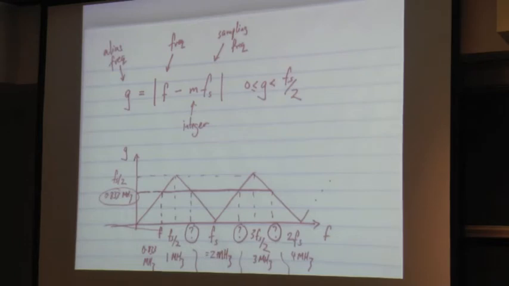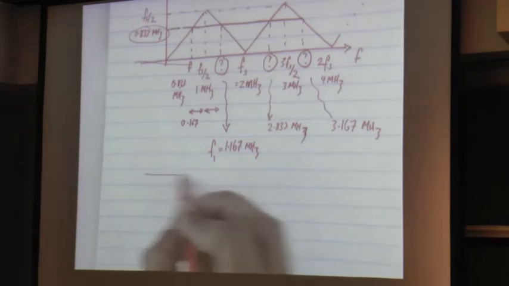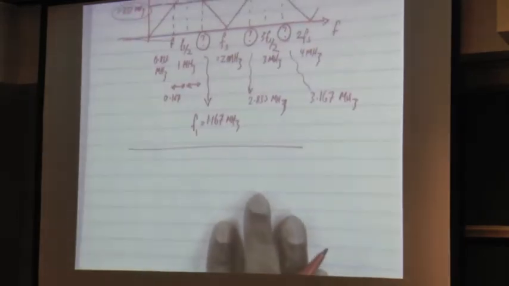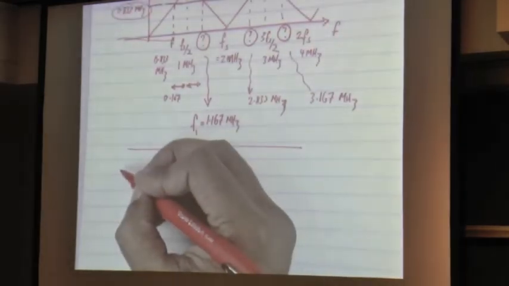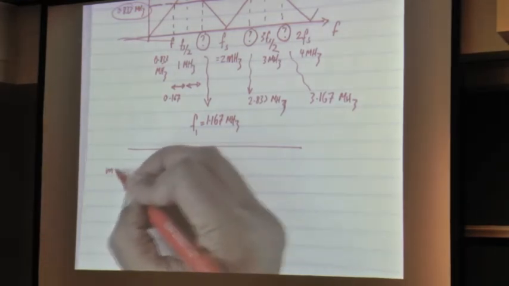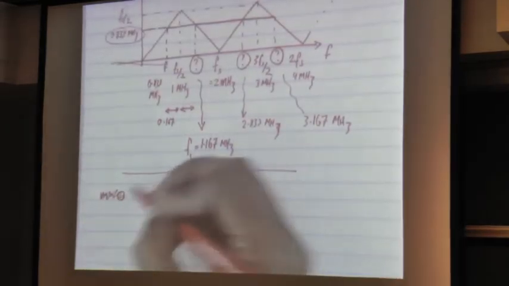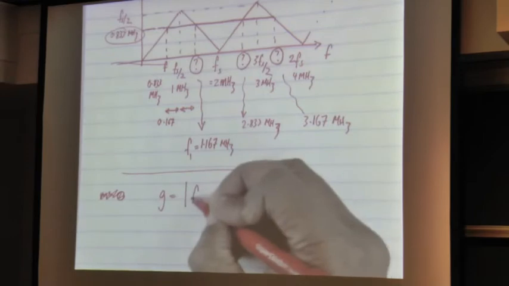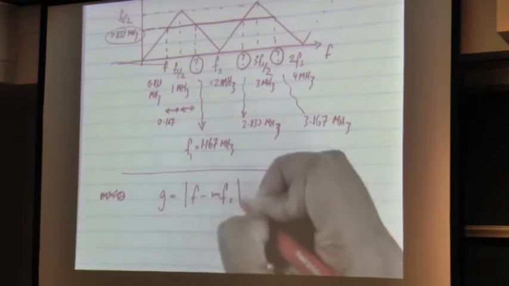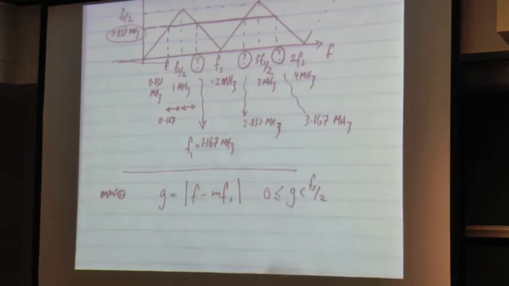But I guess the way you would solve it would be as follows. So to solve it using the equation, which some of you may prefer, we would do the following. We know that when m equals 0, so let me rewrite that equation first. G equals |f minus m fs|, and G is between these two values.